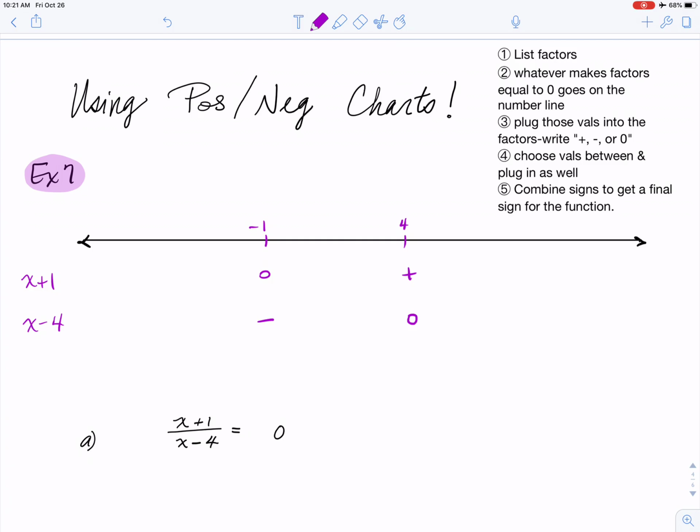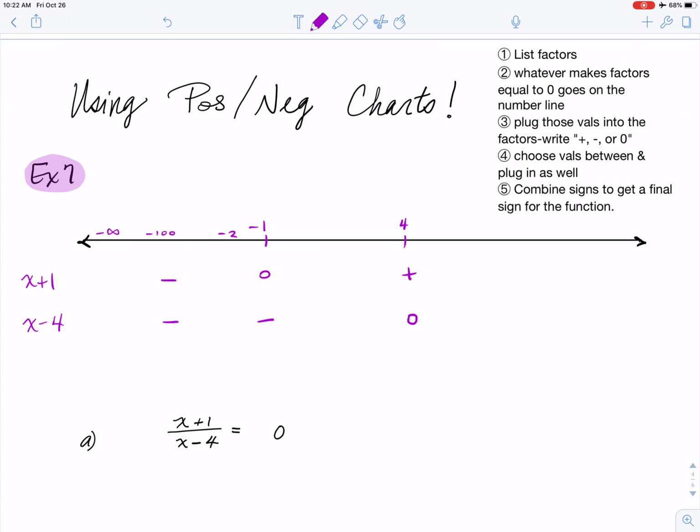Step number 4 says that we should choose values between each of these numbers and on the outsides so that we can plug these in as well. Now, I've got quite a few options for the left of negative 1. You could plug in a negative infinity. You could plug in a negative 100. You could plug in a negative 2. Anything to the left is what you want to plug in. So if I plug in any of those numbers to x plus 1, I'm going to get a negative. If I plug in any of those numbers to x minus 4, I'm going to get a negative.